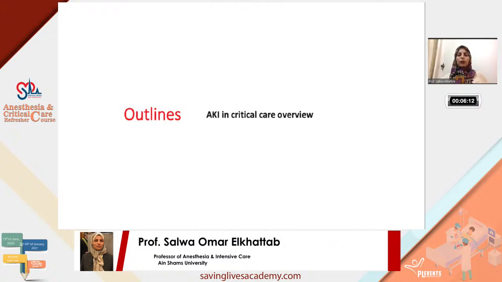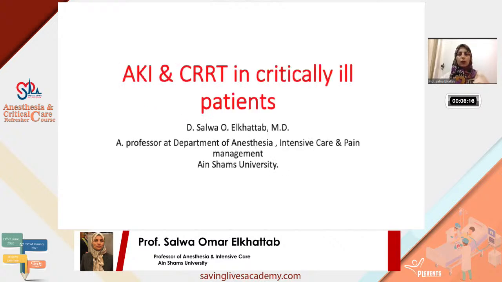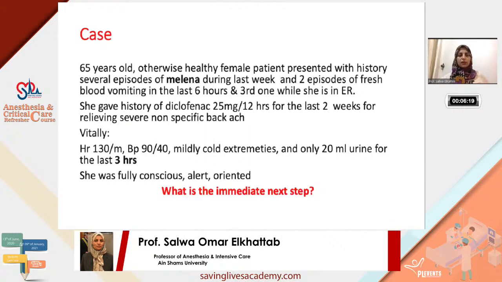We will go for an overview about this problem in a critical care setting, acute kidney injury. We will start with a real life case. It is a real case. A 65 years old lady, otherwise healthy, presented with recurrent episodes of melena in the last week, and she also reported 2 episodes of passing fresh blood vomitus in the last 6 hours. A third episode of this fresh blood vomitus was while she was in ER.